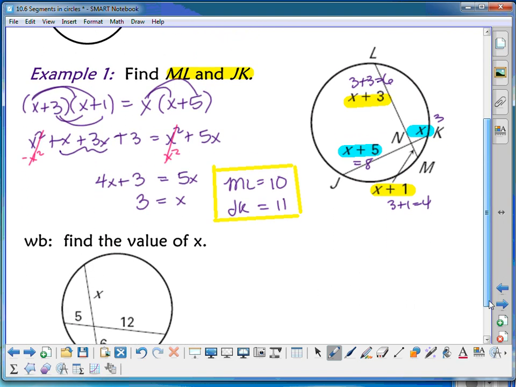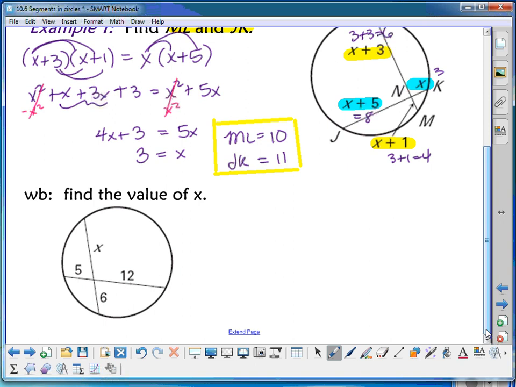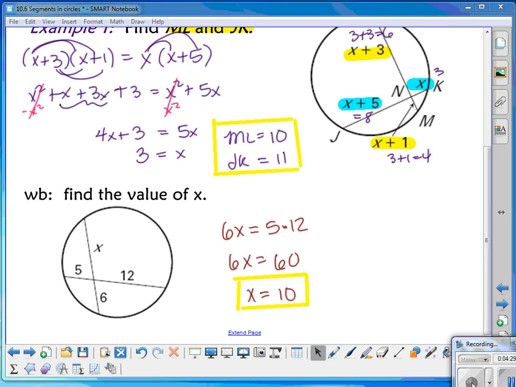So here's one for you to try on your own. I want you to find the value of x here. Okay, so when you set that one up, you would do 6 times x equals 5 times 12, and so you should have gotten that x was equal to 10.